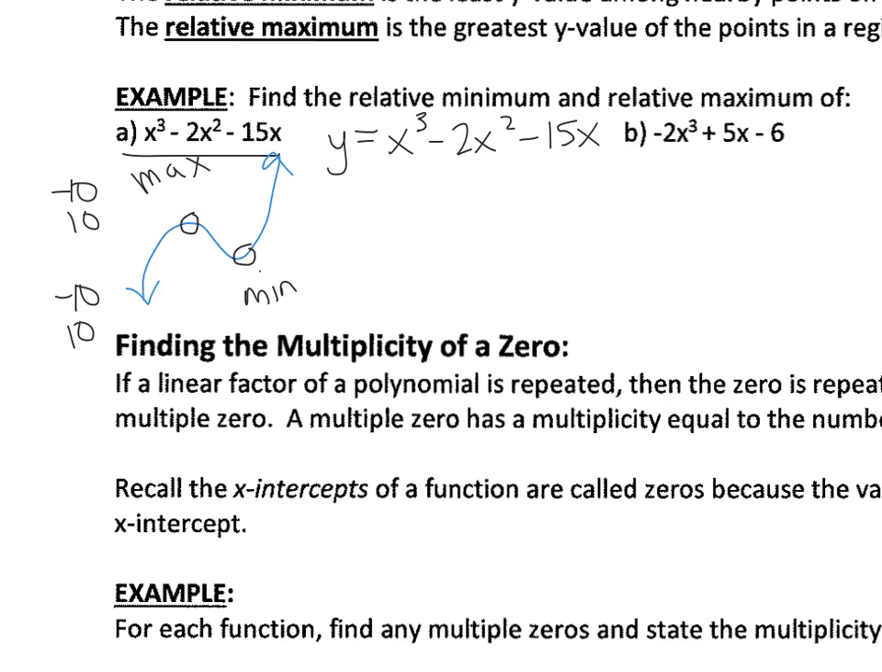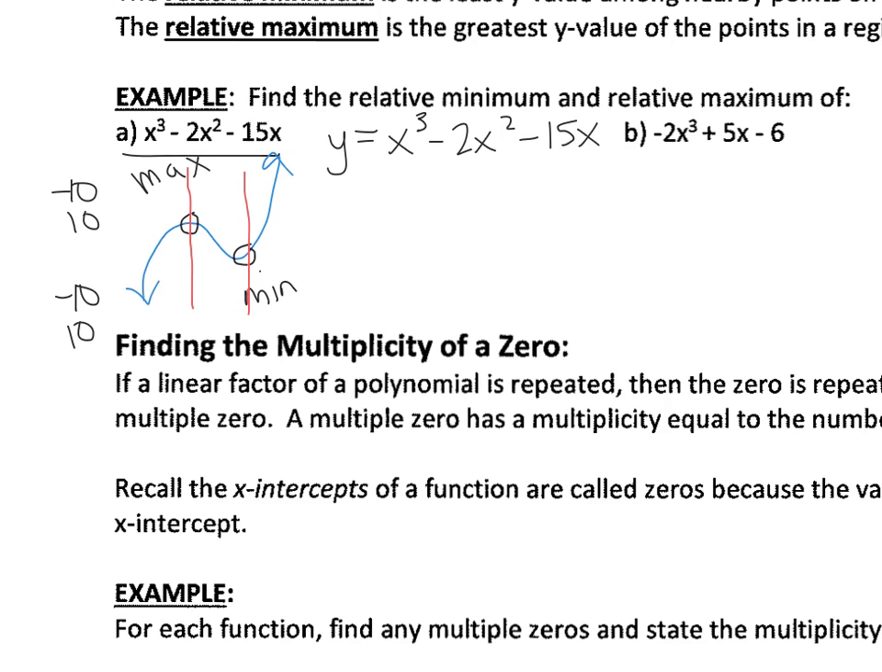There will be a calculator tutorial on how to find the relative min and relative max on your calculator. But if you think about making a vertical line through the relative min or max, here's the left-hand side of the max. Here's the right-hand side of the max. If this is your minimum point, here's your left-bound part. Here's your right-bound part.